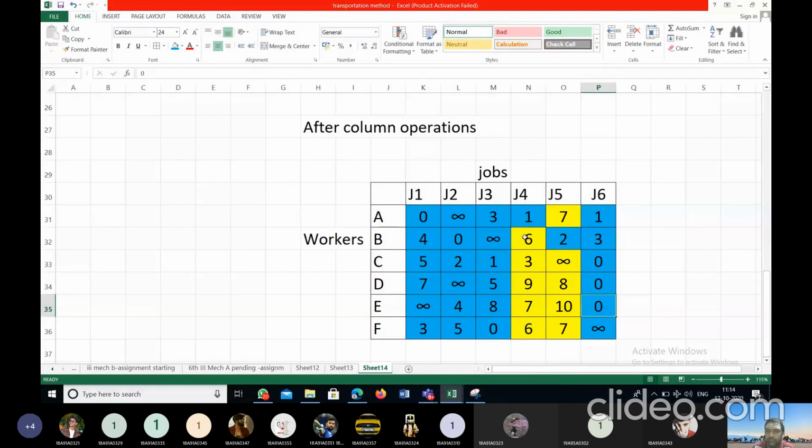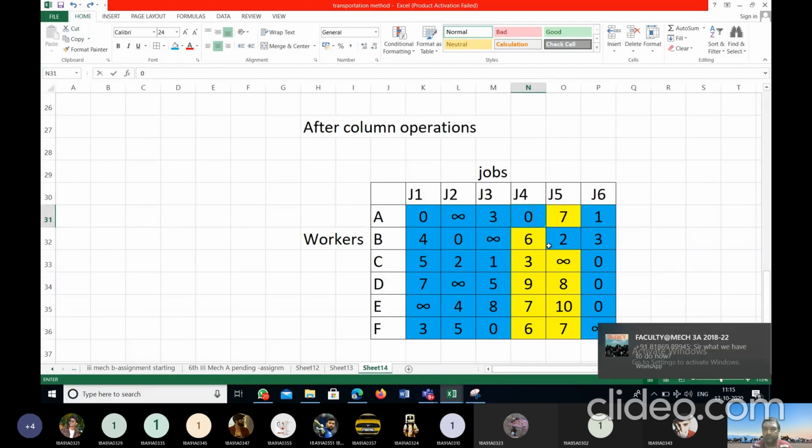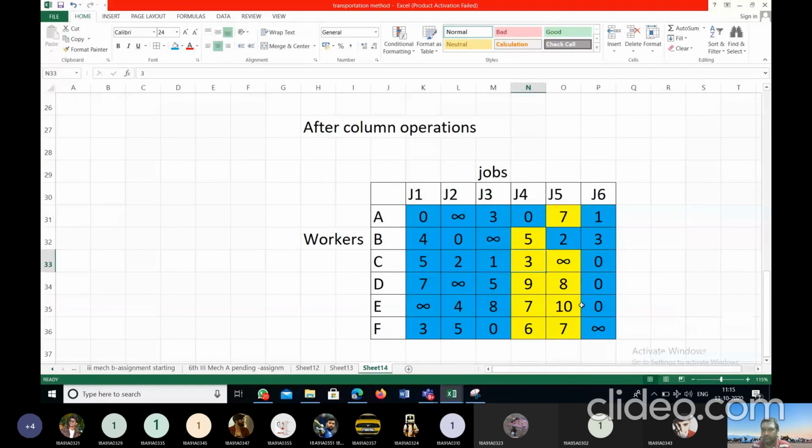Least element in the fourth column is 1, so 6 minus 1, okay, start with 1, 1 minus 1. So this one, 1 minus 1, 6 minus 1, 3 minus 1, 9 minus 1, 7 minus 1, 6 minus 1.